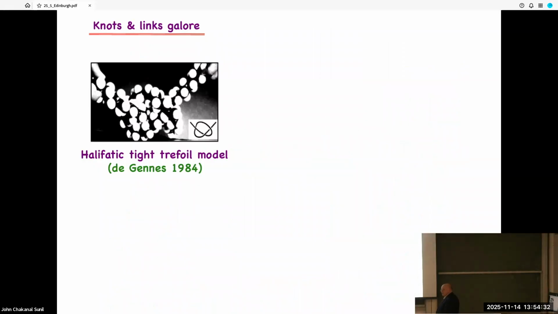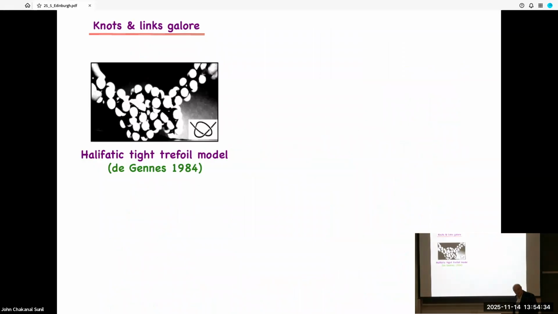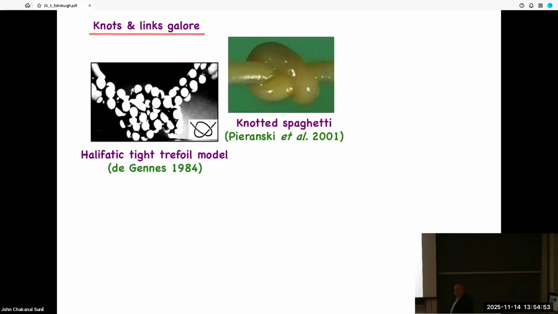Aliphatic tight trefoil model proposed by Dejean. So the tightening problem he envisaged as an interesting problem. Think of pharmaceuticals, same chemical discrete components, but in a tighter molecule. Maybe you get a pill that is half a size or 1/10 of a size, and that is good for market. Then knotted spaghetti as an Italian, I had to include this one.